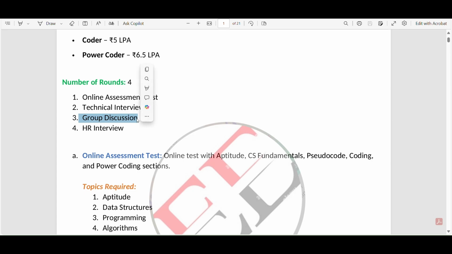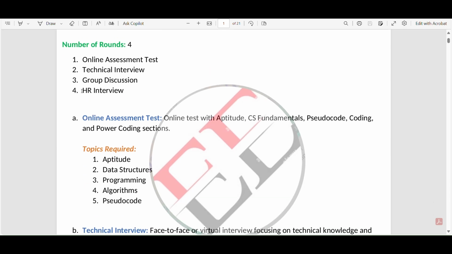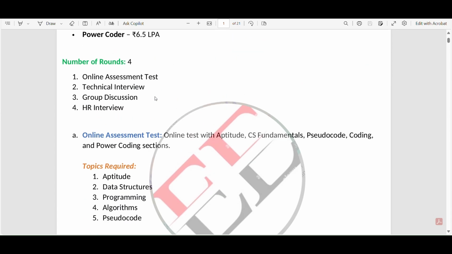If it is on campus, we don't know; that would be up to the college. If it conducts online, then okay. If it conducts offline, then you need to go to your college or any other college to attend this group discussion. And next, we have the HR interview. If it is off campus, then it will be virtual. If it is on campus, then it will be the college's wish.